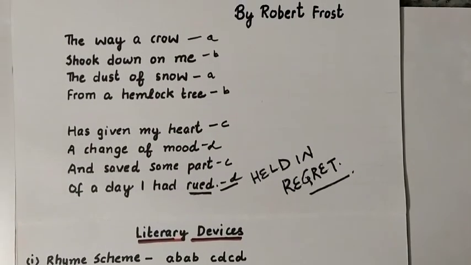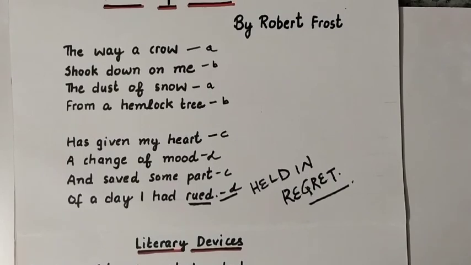Now, let me justify this rhyme scheme. The first line finishes with crow. The third line finishes with snow. Crow, snow, rhyming. Me, tree, rhyming. Heart, pot, sorry, mood, root, rhyming. So that is how a rhyme scheme is formed. So the rhyme scheme of this poem is A, B, A, B, C, D, C, D.